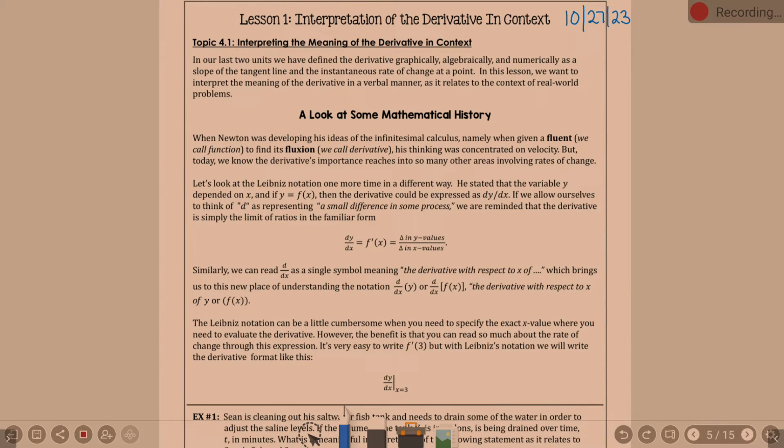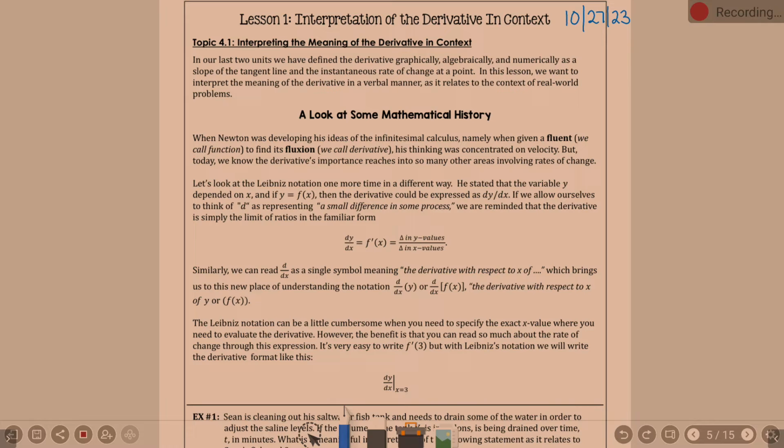Unit 4, we're still in derivative world. I think we stay in derivative world through Unit 5, if I'm not mistaken. Today we start off with the interpretation of the derivative in context. So we already talked about putting derivatives into words, or taking words and translating them into what they look like as a derivative. Okay, so some information to read through here.